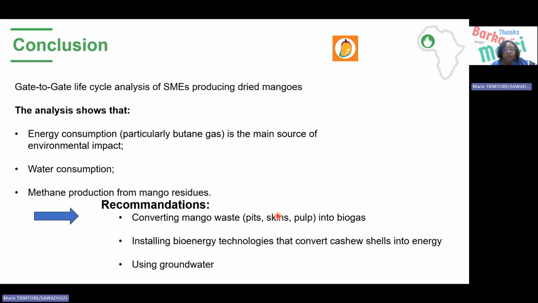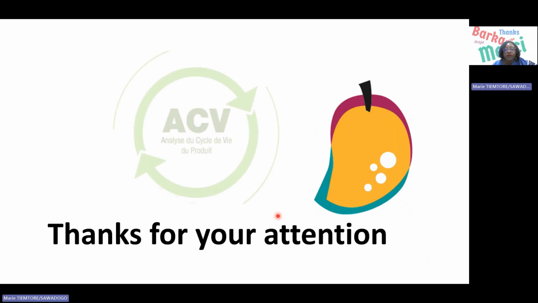As a recommendation, we recommend converting the waste of the mango, like pits, skins, and pulps, into biogas. Also, in the region where these SMEs are, you have the production of cashew nut shells. This cashew nut shell can be used in this industry to convert it into energy and use it in mango industries. We also recommend the use of groundwater instead of the national company water to reduce the impact in terms of water consumption. Thank you for your attention.